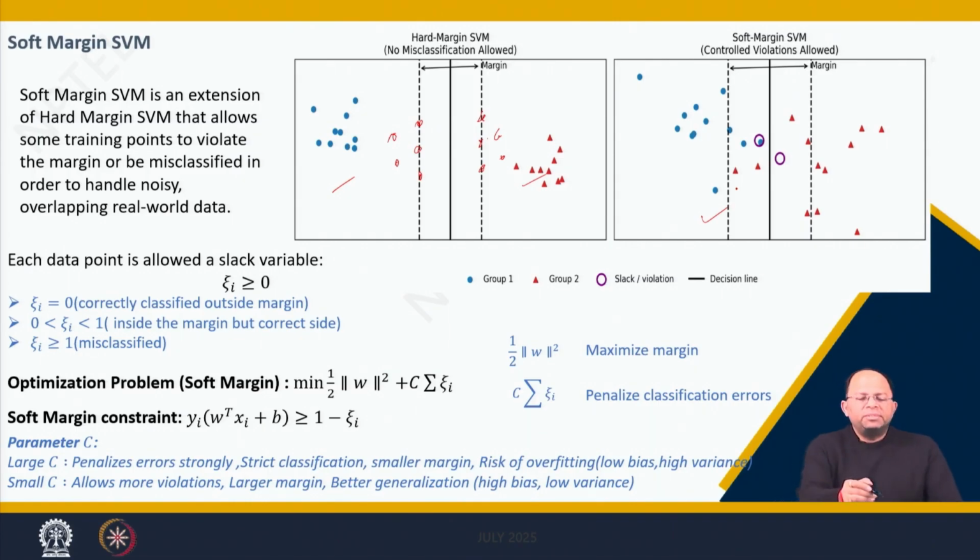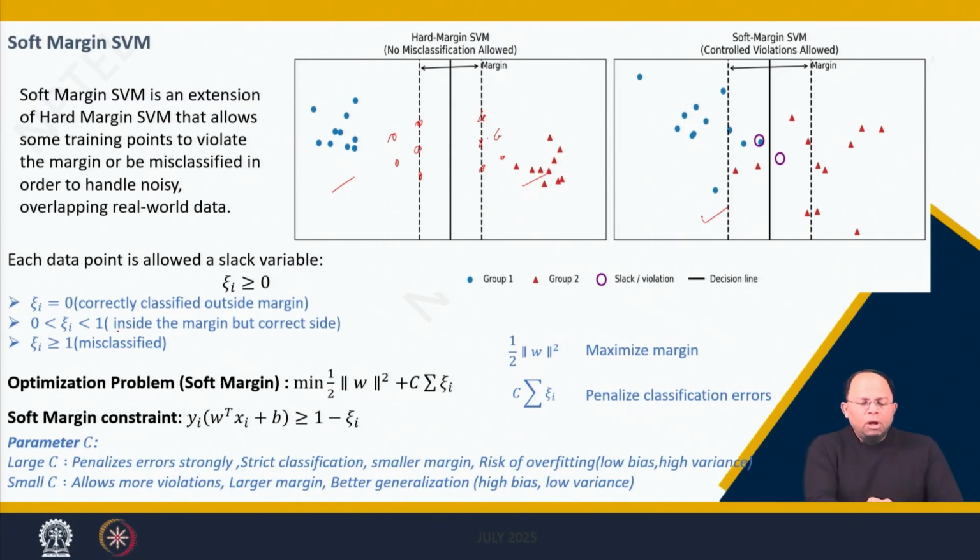Now, soft margin SVM is an extension of hard margin SVM that allows some training points to violate the margin or be misclassified in order to handle noisy, overlapping real world data. Now, how do I handle that? I introduce a slack variable psi, which is greater than or equal to 0, of course. If psi is equal to 0, it means everything is correctly classified outside the margin. That means every point is outside the margin.